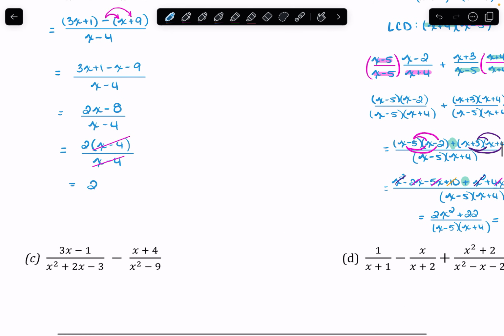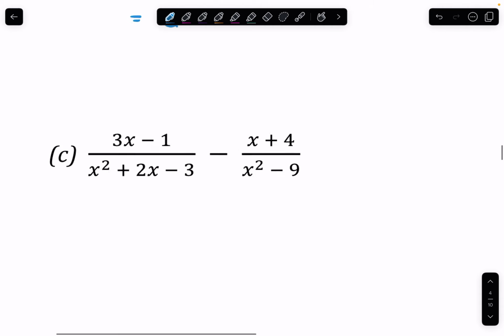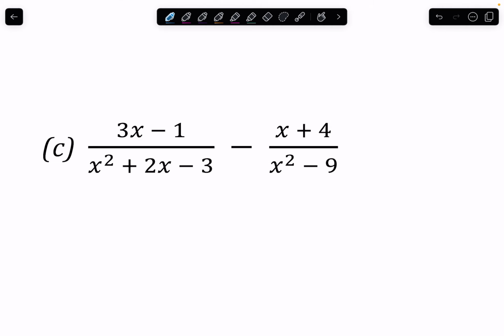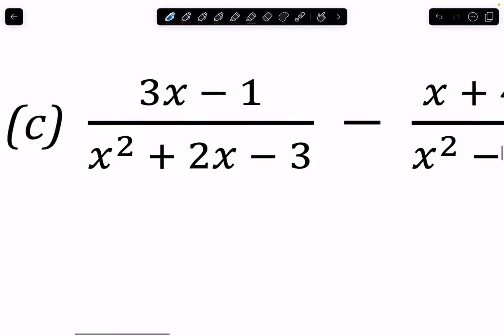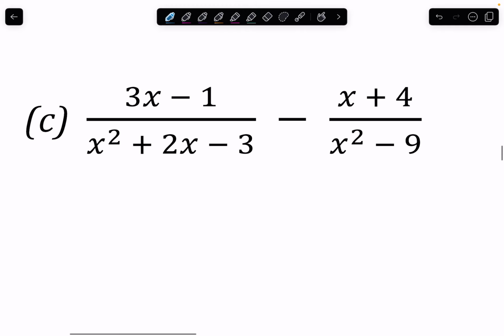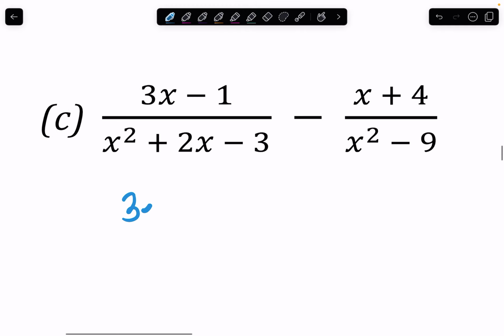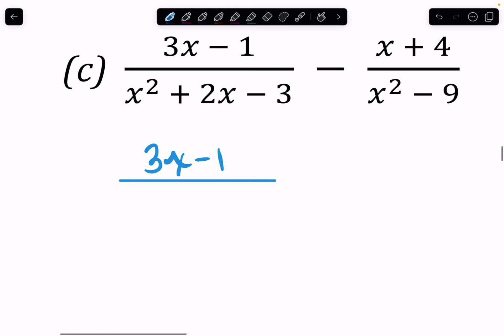All right, next. Subtraction. Subtraction are the ones you need to be very, very careful with. So first things first, everything needs to get factored. Or sorry, not everything. Everything in the denominator needs to be factored.